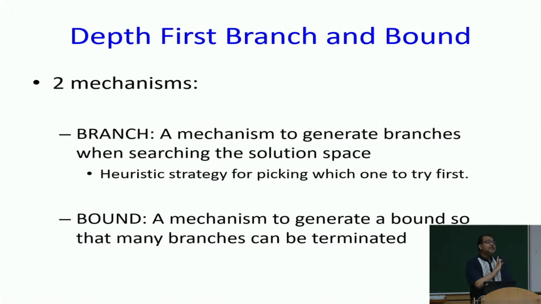However, the bounding mechanism is the strength of branch and bound, and the bounding mechanism says that I will be able to terminate branches if they exceed a certain bound. So, let us see if we can understand this, and we will understand this in the context of this particular example. So, this is an example of a graph.